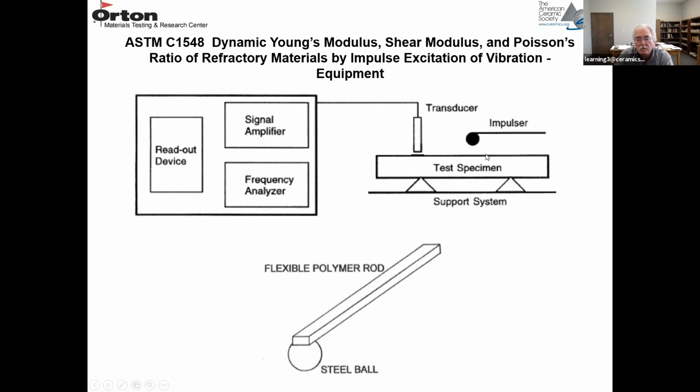So this is what it looks like. You have a test specimen on a support system. This may be an impulsor, just a polymer rod with a steel ball bearing on the end, and you strike the sample with the impulsor, which produces a vibration. The transducer picks it up, and for the equipment, we use something called a GrindoSonic, which is a piece of equipment you can purchase. The output is the frequency of vibration.